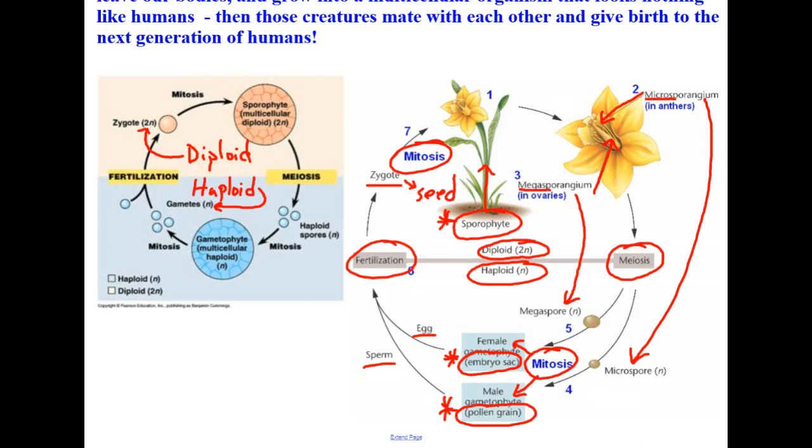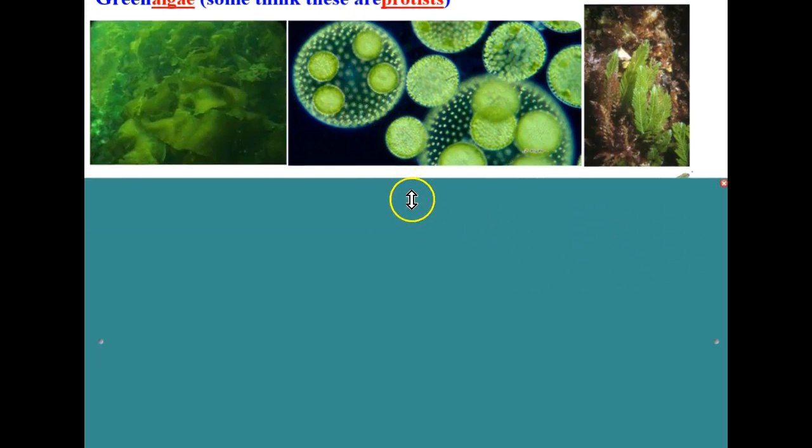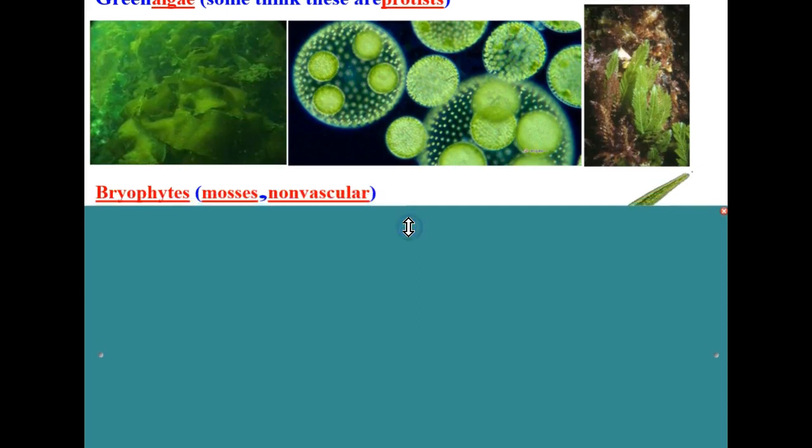Let's now take a look at the classification of plants, and we'll start with green algae. Green algae are thought by some to be protists, and then by others to belong in the plant kingdom. They are unicellular, and here are some different close-ups of some different types of green algae. Another category of plants are the non-vascular plants, called the bryophytes, of which the mosses are a good example.